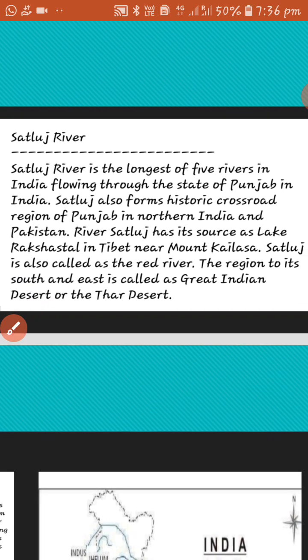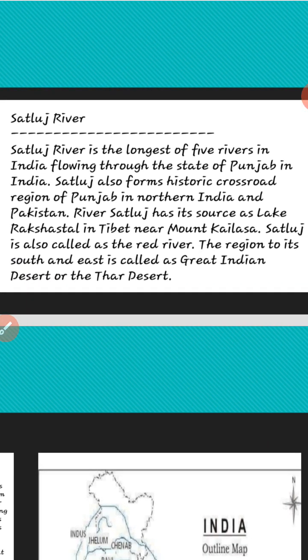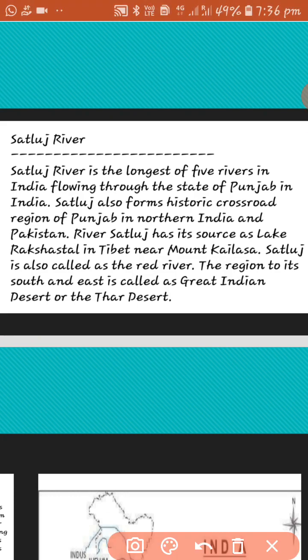Satluj is also called the Red River. This region to its south and east is called the Great Indian Desert or the Thar Desert. Remember, it originates from Kailash. It is called the Red River and flows from the Thar Desert. It is one of the longest rivers which flow in both Pakistan and India.